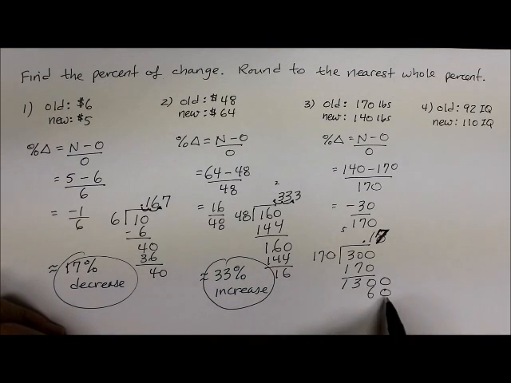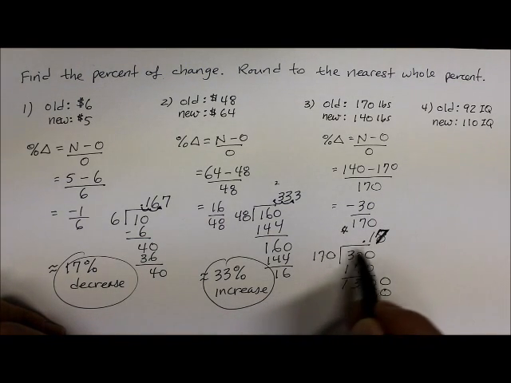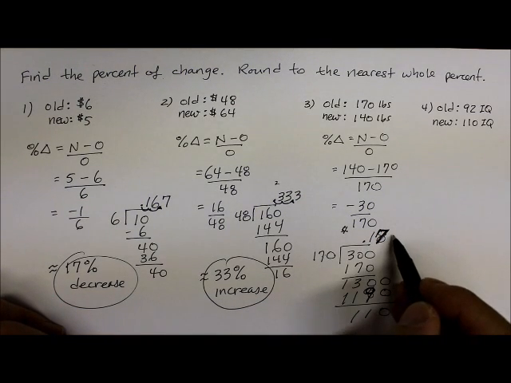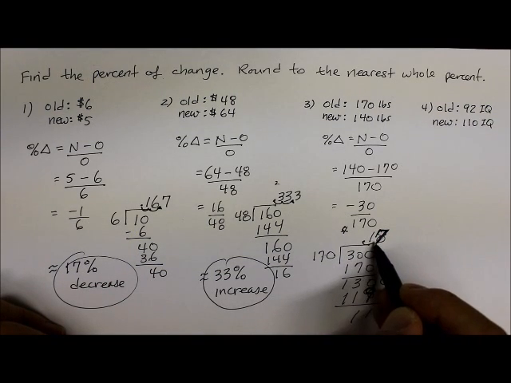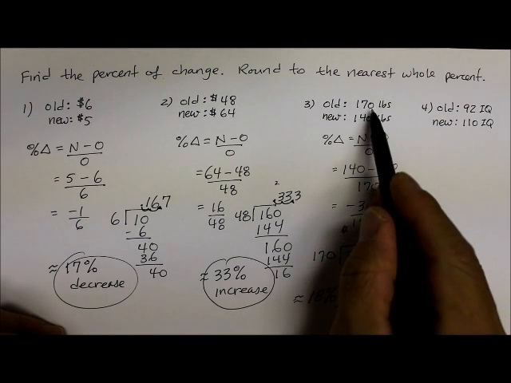So 0 times 7 is 0. 7 times 7 is 49. Carry the 4 this time. 1 times 7 is 7, plus the 4 is 11. 0, 1, 1, 0. Now, I don't know what this is going to be, but it's going to be bigger than a 5. So this 17, bigger than a 5, is going to round up approximately to 18%. An 18% decrease.